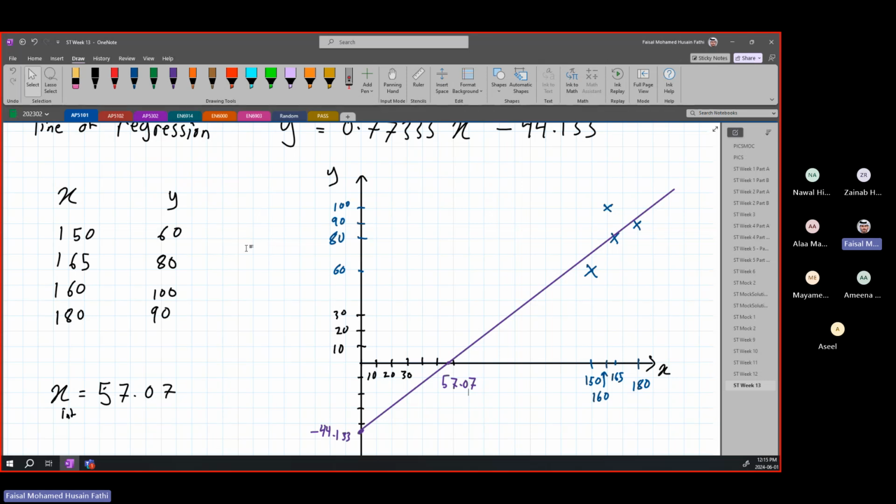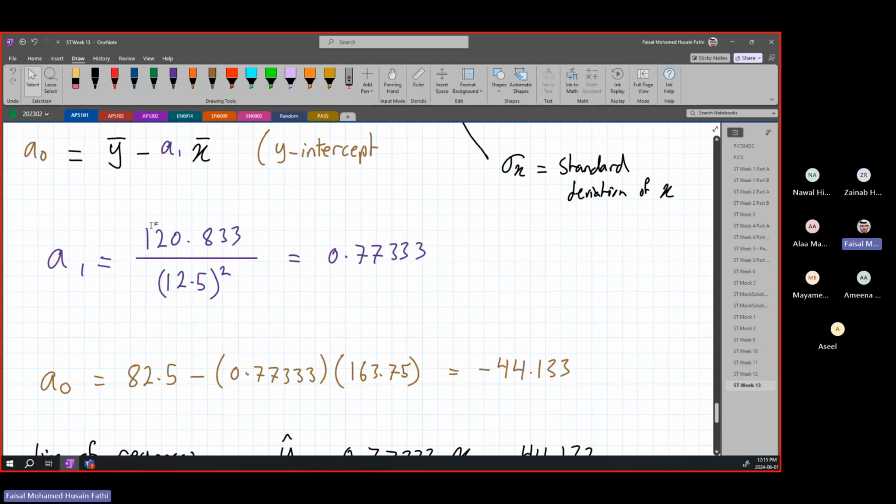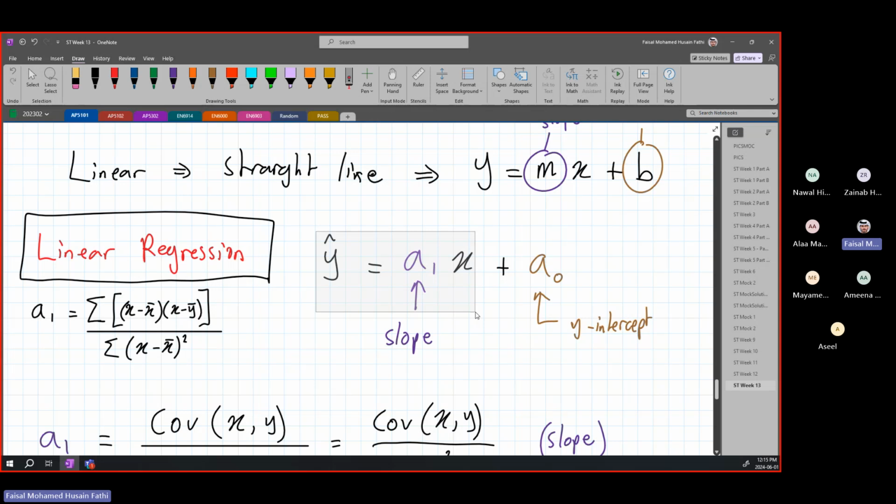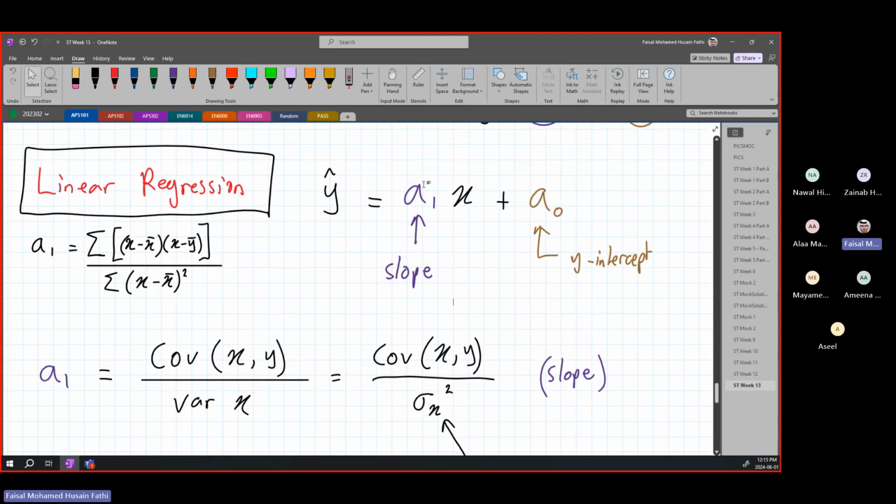A quick recap. Again, all we are doing is finding our A1. A line of regression is a straight line, all right? Because we're talking about linear regression. So it is going to follow the straight line equation, y equal mx plus b. Y is equal to A1 x plus A0 instead of mx plus b in this case, because it's just the notation. You guys can call it m and b. It is the same thing. But usually they call it A1 for the slope and A0 for the y-intercept.